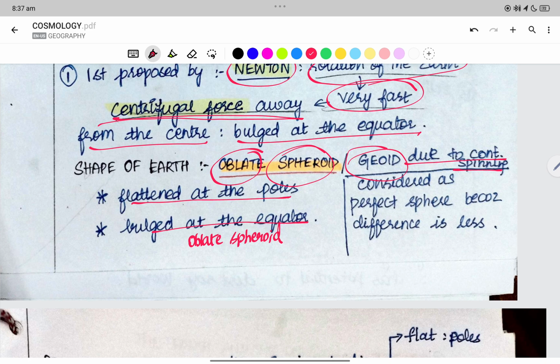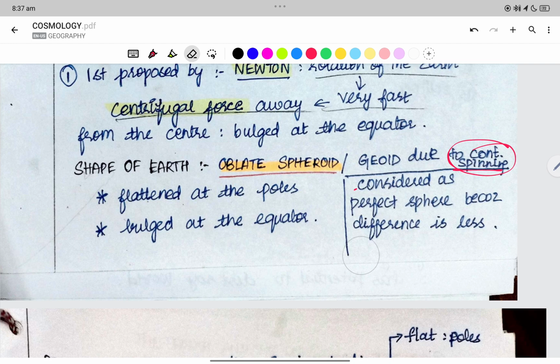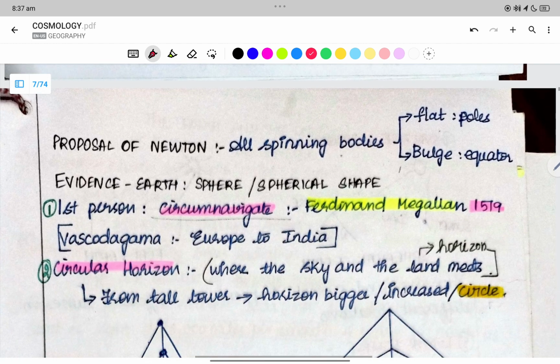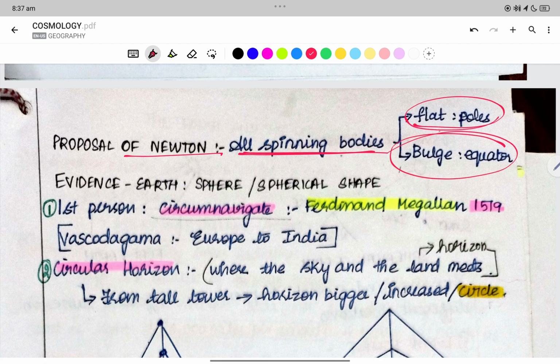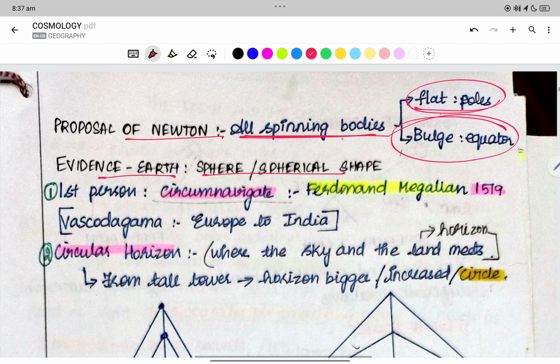Geoid, due to continuous spinning, is considered a perfect sphere because the difference is less, right? So 42 km is the difference, therefore we are just considering it as a perfect sphere. Now the shape is oblate spheroid because it is flattened at the poles and bulged at the equator. Newton's proposal is that all spinning bodies will have a flat pole and bulged equator.